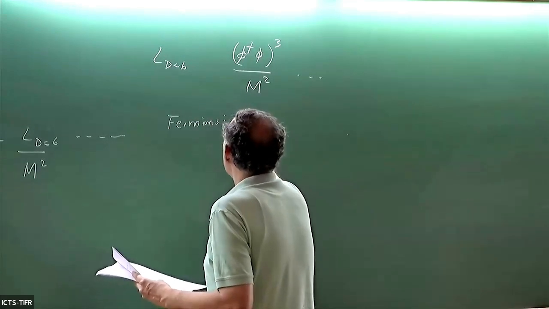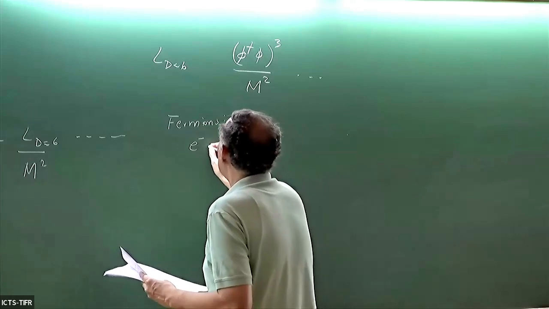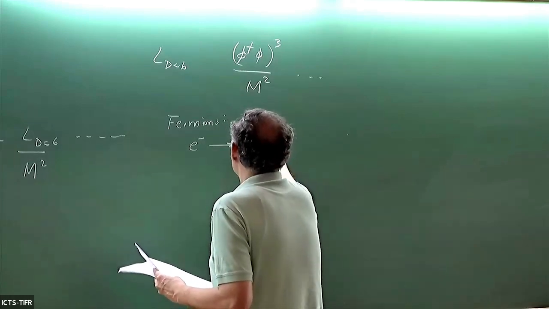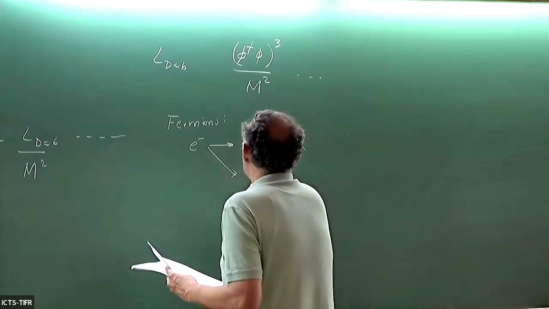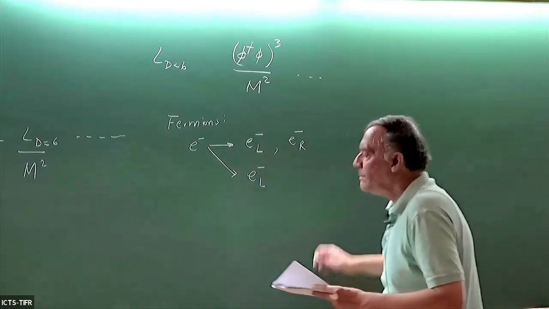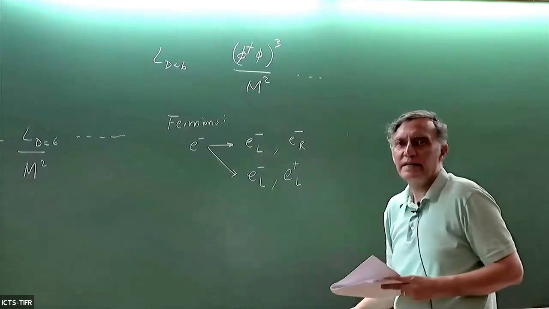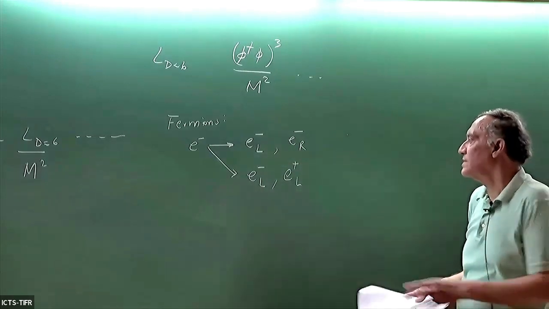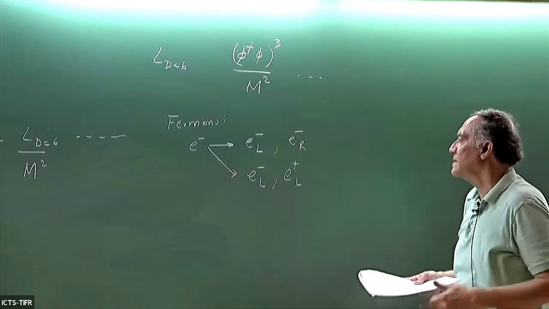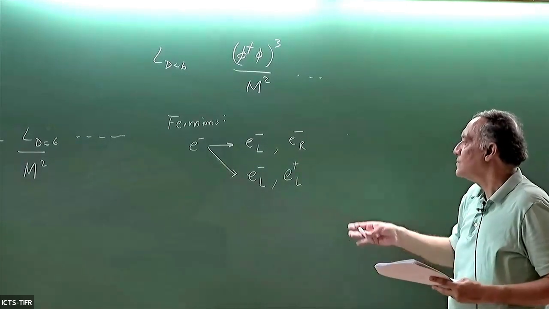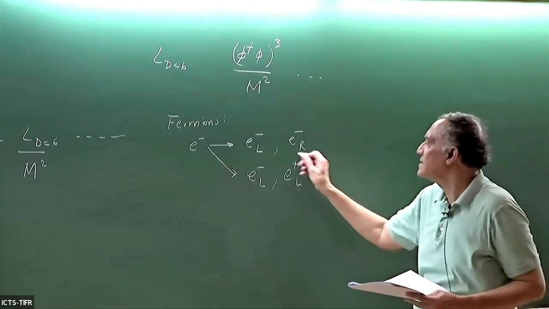For fermions, you can break fermions up into chirality. So an electron can be written either in terms of left-handed and right-handed electrons, or equivalently by taking the complex conjugate of the right-handed electron, you can use left-handed electron and positron fields. So either one, they're equivalent.